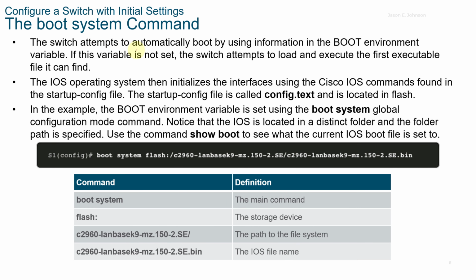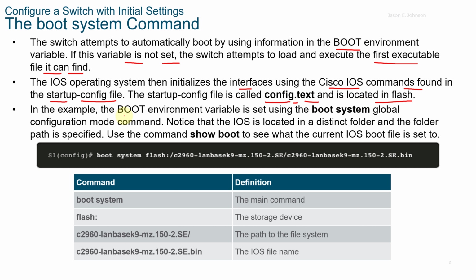The switch then attempts to automatically boot by using information in the boot environment variable. If this variable is not set, the switch attempts to load and execute the first executable file it can find. And the IOS operating system then initializes the interfaces using the Cisco IOS commands found in the startup config file. The startup config file is called config.txt, and it's located in the flash.